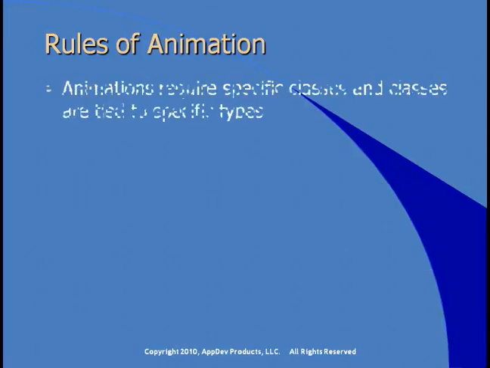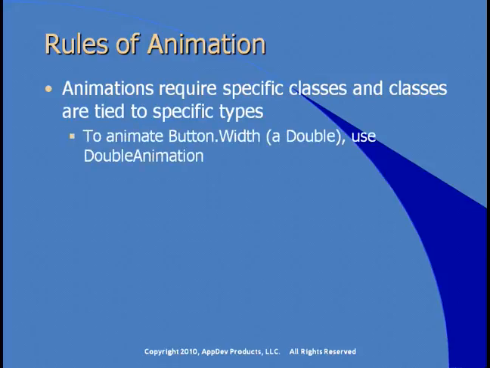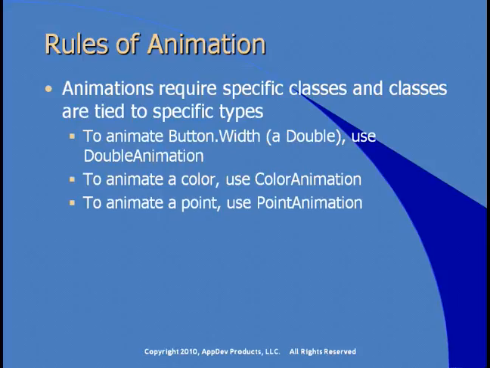More rules. Animations require specific classes, and classes are tied to specific types. For example, to animate a button's width property, it's a double, you'd use a double animation class. To animate a color, you would use a color animation. To animate a point, for example, to move something from one place to another, you'd use a point animation.